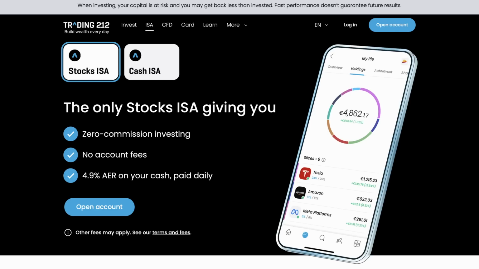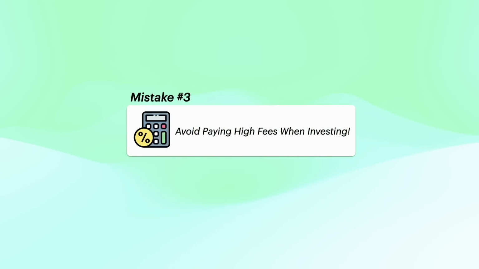Now, the next mistake is thankfully one that I haven't really made, because I've been using a low-cost broker in the form of Trading 212, and you're probably going to know where I'm heading with this next, and that is to completely avoid paying high fees for your account and your investments. This is one of the most important mistakes to avoid, because if you pay too much in fees, that will massively hurt the long-term returns and the value of your investment portfolio.